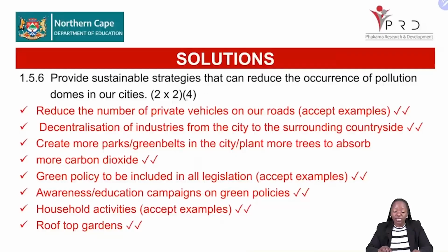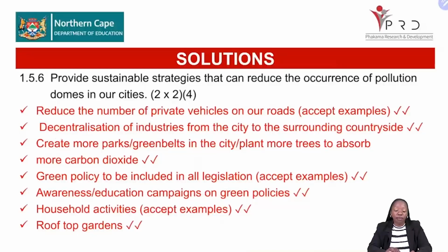Then we're looking at our question 1.5.6. Provide the sustainable strategies that can reduce the occurrence of pollution domes in the cities. Remember, we have put in more responses because the very same question, you might get it as a paragraph question. So number one, reduce the number of private vehicles. Remember, I said there are so many people who are using their private cars. Then you will find they are all from the same area and they are all working in the same area. Instead of having 5 cars, they can introduce lift clubs so that it's only 1 car on the road, so that they can reduce the number of these private vehicles.